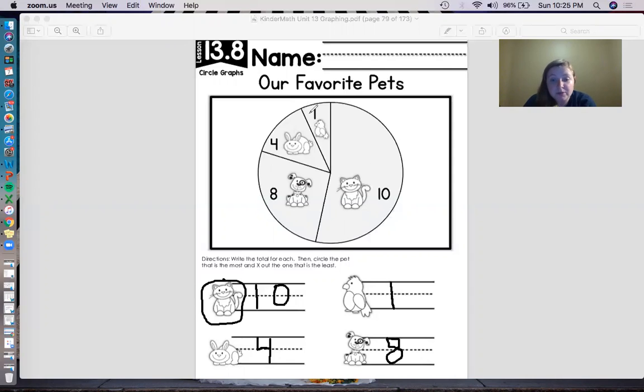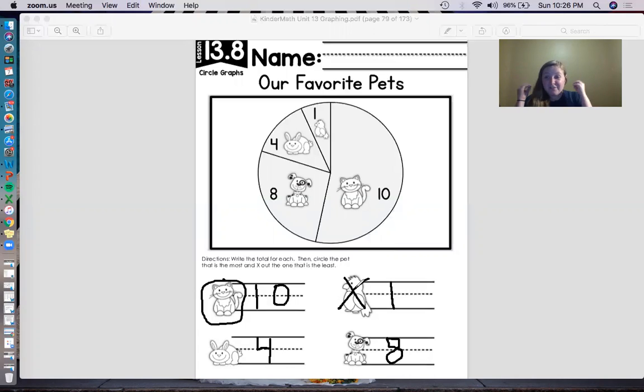So what are we supposed to do with the bird? Do we circle it or put an X on it? We put an X on it. So if you don't have an X on the bird, erase the animal you put an X on and turn to the bird.